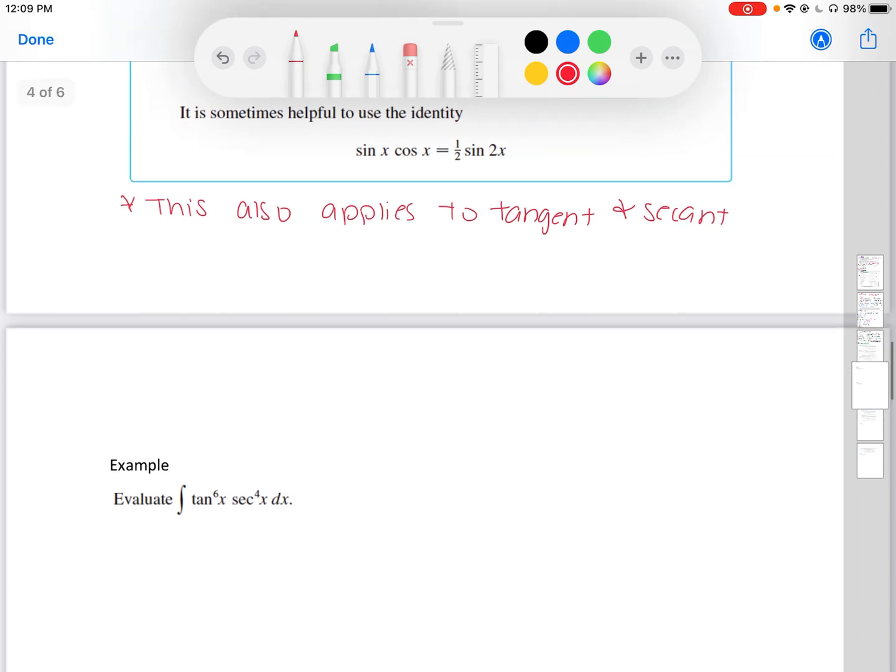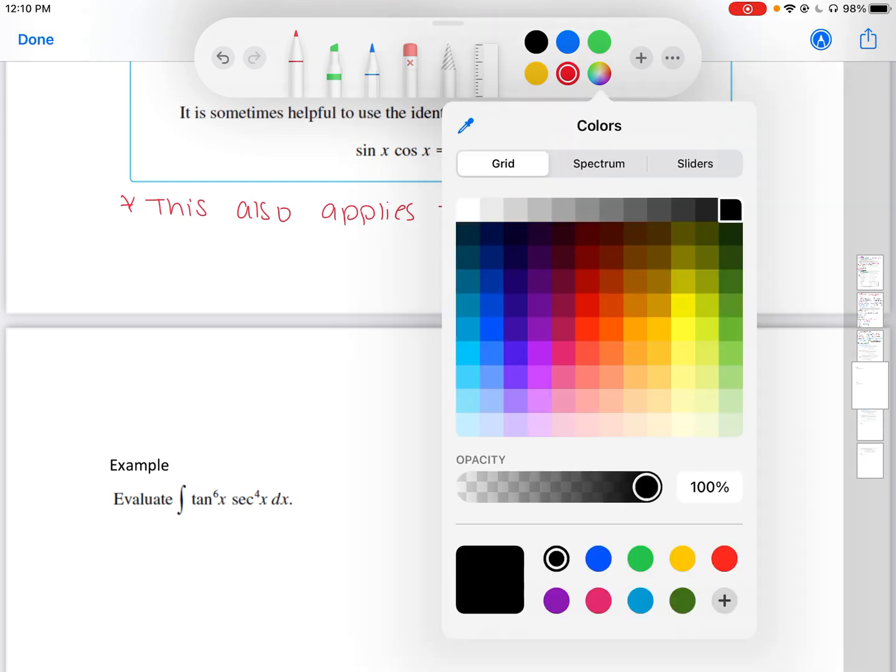So we're going to work on the next example that asks to evaluate the integral of tangent to the 6th power of x times secant to the 4th power of x dx. Now, as we work with this problem, it looks a bit intimidating, but it's not so bad. Let's just remember some helpful integrals.